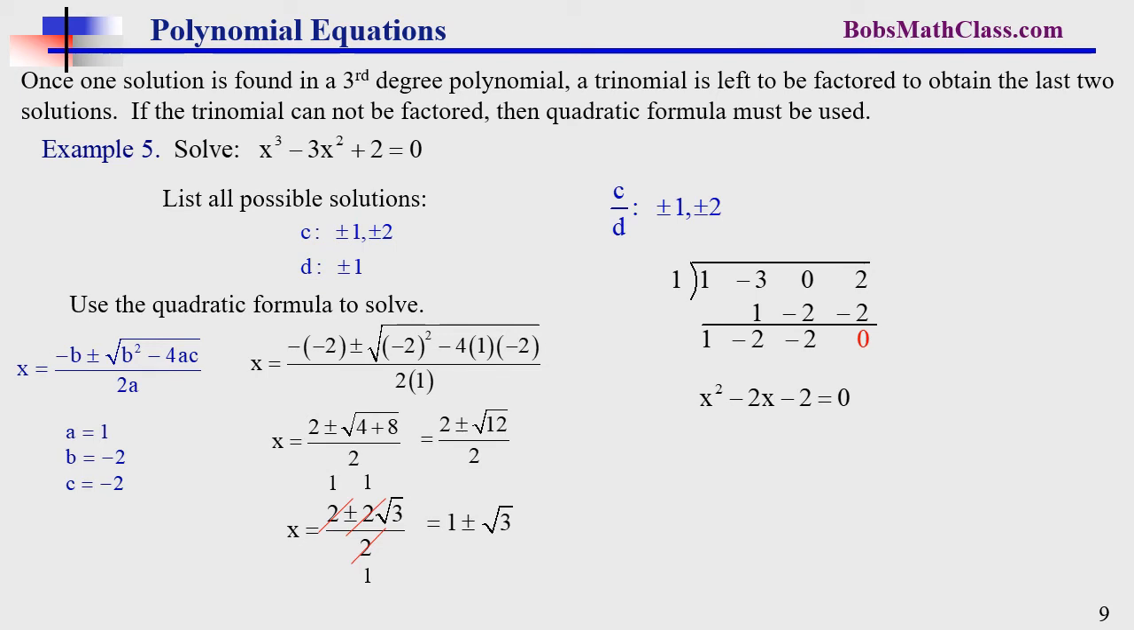So that's actually 2 answers right there. 1 plus square root 3 and 1 minus square root 3. And then don't forget about the 1, right? So 1 plus square root 3, 1 minus square root 3. Anytime you have radicals or square roots, they're always going to come in pairs. There's always going to be a plus and minus.